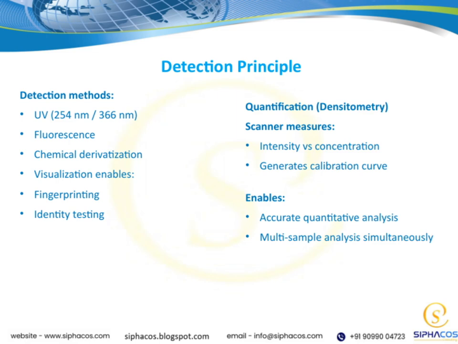Moving on to detection principles, there are several methods we can use. Ultraviolet detection at 254 nm or 366 nm is common, as well as fluorescence detection, which is highly sensitive. Chemical derivatization is another technique that can enhance detection or help with identification. Visualization plays a key role here too. It enables fingerprinting, which is useful for identifying specific compounds, and identity testing, confirming what a sample actually is. Together, these methods and visualization techniques form a comprehensive approach for detailed analysis and accurate identification in our overall workflow.